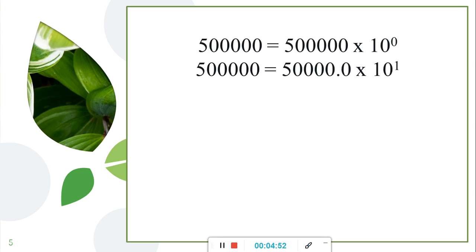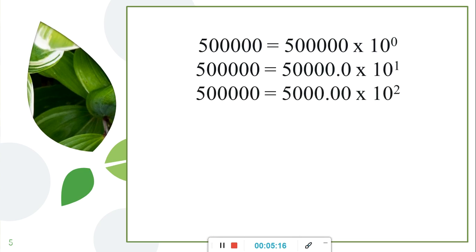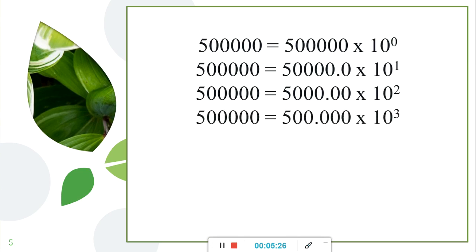0.00005, then it can be written as 0.0005 multiplied by 10 raised to power minus 1. Here I move the decimal point one digit toward right, and in the rules we have seen that if I want to move the decimal point toward right, the power will be negative. As I move one digit, then the power will be minus 1.